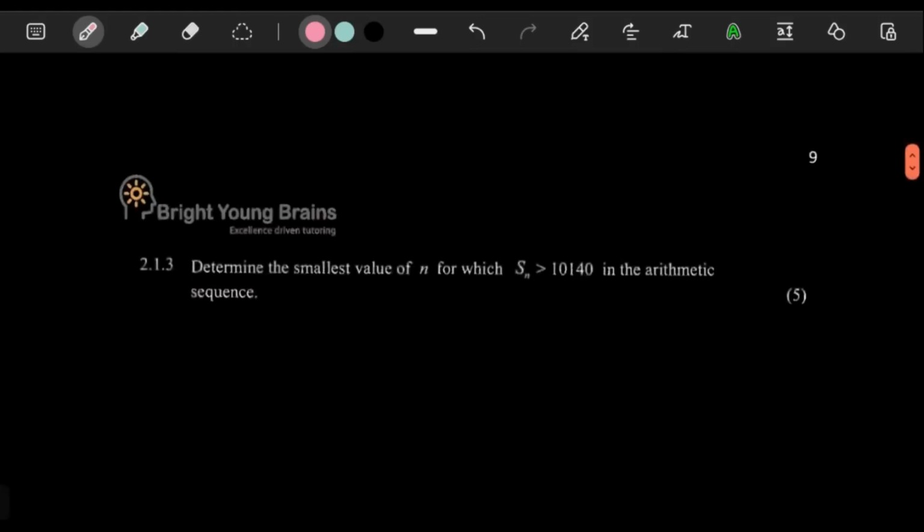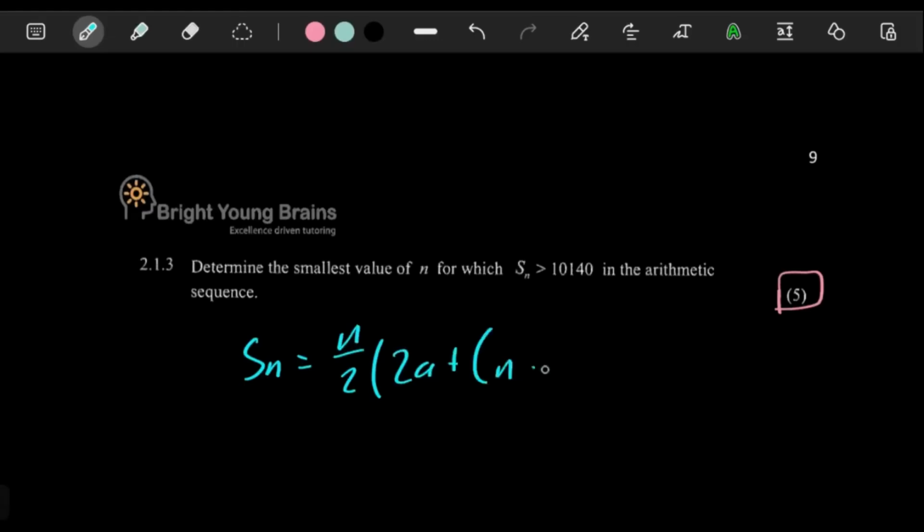The next one says, for 5 marks, determine the smallest value. Determine the smallest value of n for which Sn is bigger than 10,140 in an arithmetic sequence. So in the arithmetic sequence that we're talking about, which is the sequence of first differences, we know that Sn is equal to n over 2 times 2a plus (n minus 1)d.